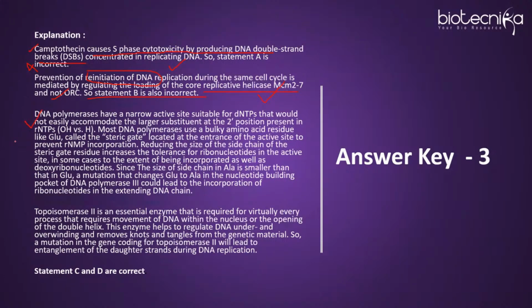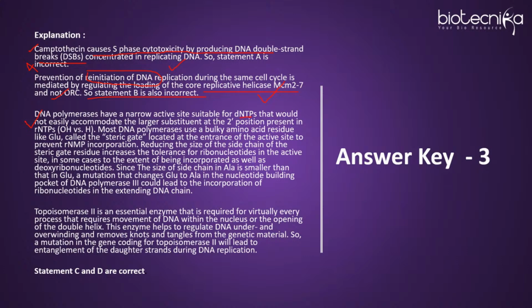Now coming to statement C, how statement C is correct. It says the DNA polymerase has a narrow active site suitable for the dNTPs. So DNA polymerase 3 is capable of discriminating between dNTPs and rNTPs. There are certain discriminative amino acids, due to which they are able to differentiate between dNTPs and rNTPs, and they only bind to dNTPs, not rNTPs.